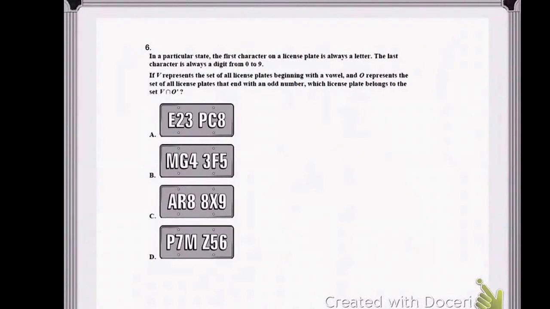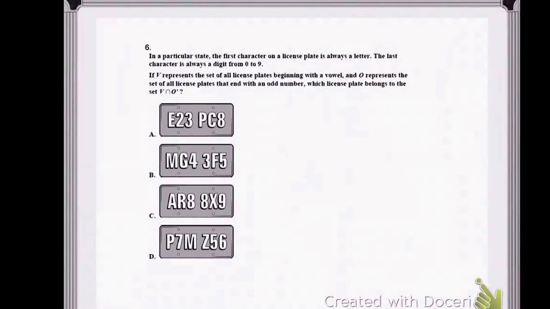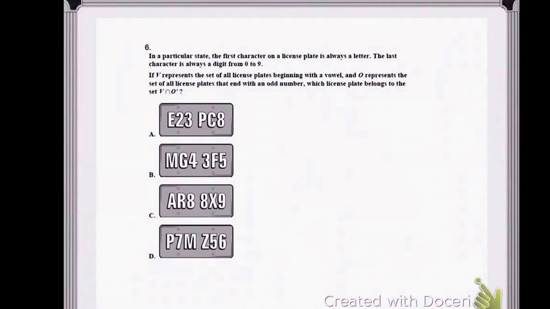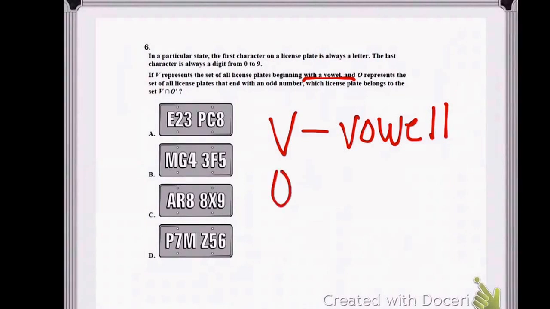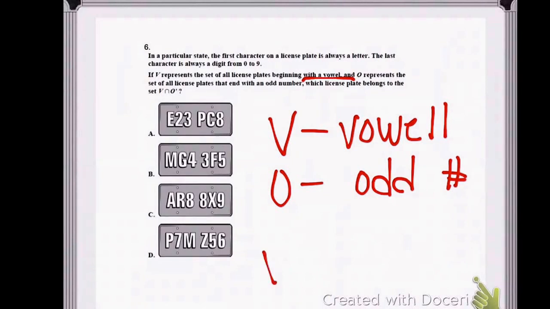In a particular state, the first character on a license plate is always a letter, and the last character is always a digit from 0 to 9. If V represents all of the license plates beginning with a vowel, and O represents all the license plates ending with an odd number, which license plates belongs to the set V intersect O prime?